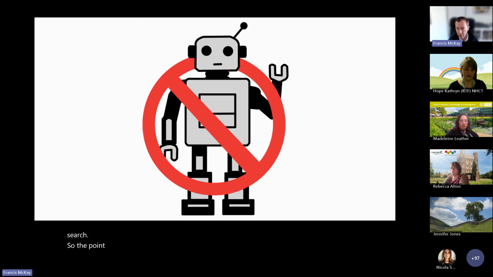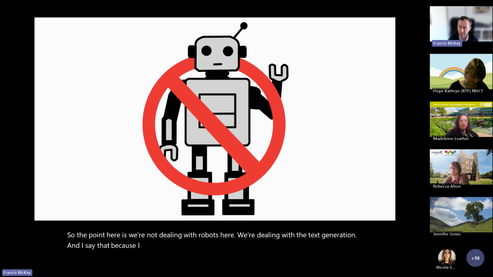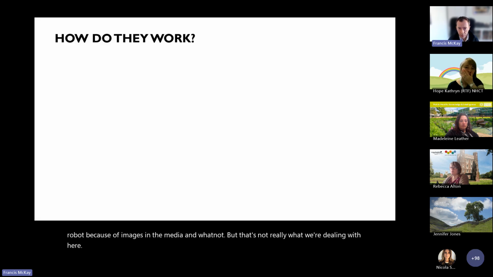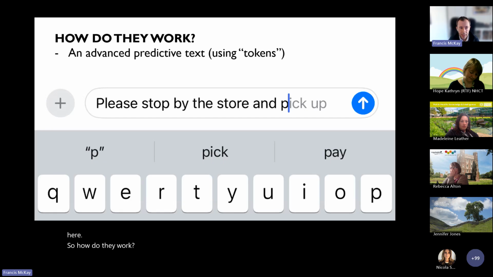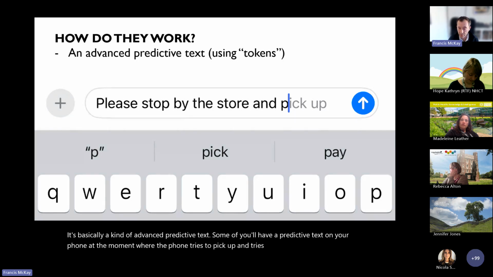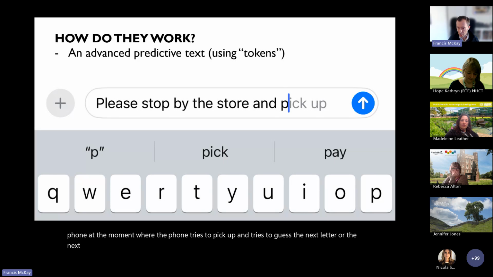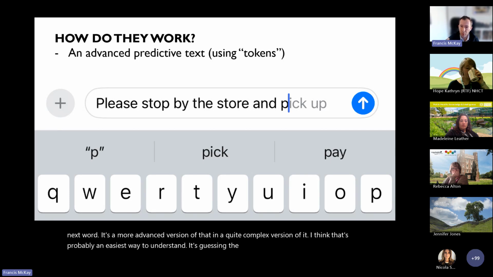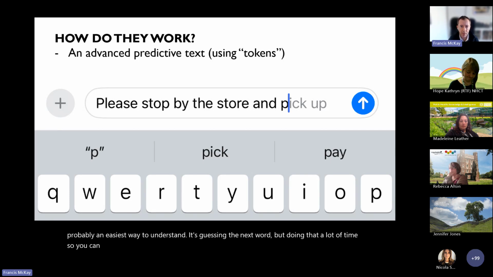So the point here is we're not dealing with robots here. And I say that because if you're new to it, there's a tendency to think of AI as a kind of robot because of images in the media and whatnot, but that's not really what we're dealing with here. So how do they work? Well, it's basically a kind of advanced predictive text. Some of you will have predictive text on your phone at the moment, where the phone tries to guess the next letter or the next word. It's a more advanced and quite complex version of that. I think that's probably the easiest way to understand it: guessing the next word, but doing that a lot of times so you can create large, meaningful sentences.